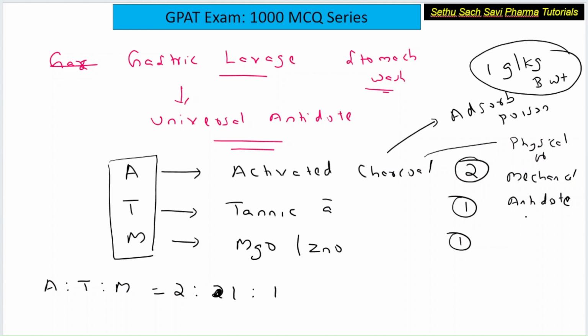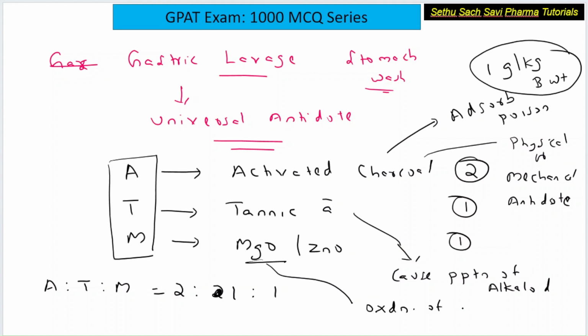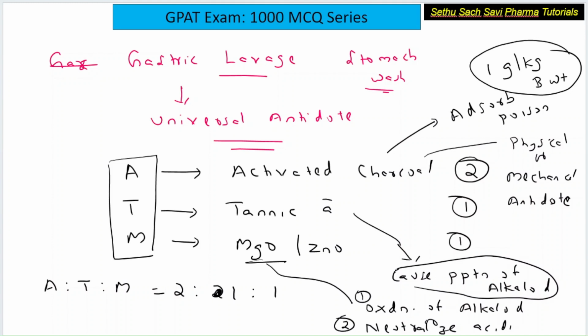Now, why is tannic acid used? So tannic acid basically causes the precipitation of alkaloids, alkaloid-like compounds. Now, what is the function of magnesium oxide? It causes the oxidation of alkaloidal compounds, or it can neutralize acids. So that is the function of magnesium oxide, either oxidation of alkaloid or neutralization of acid. Whereas tannic acid, the function is precipitation of alkaloids, whereas activated charcoal absorbs the poison on the surface.